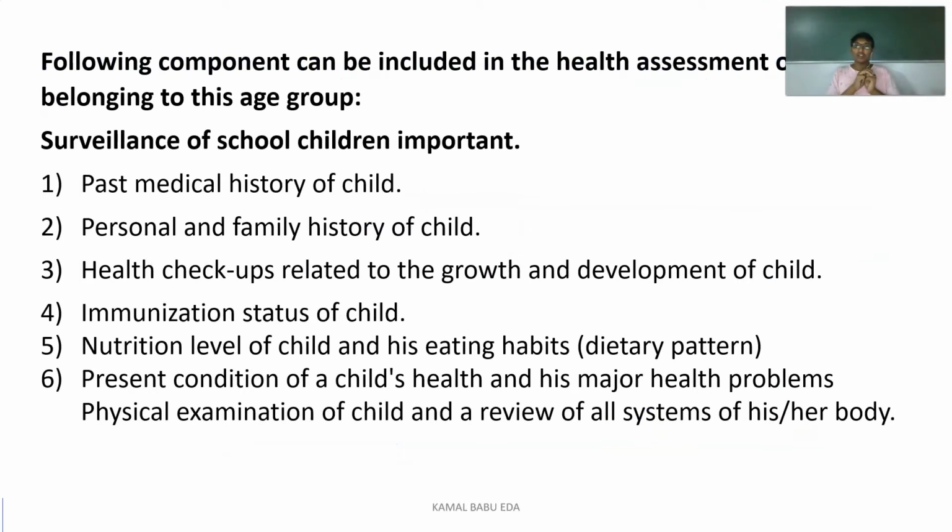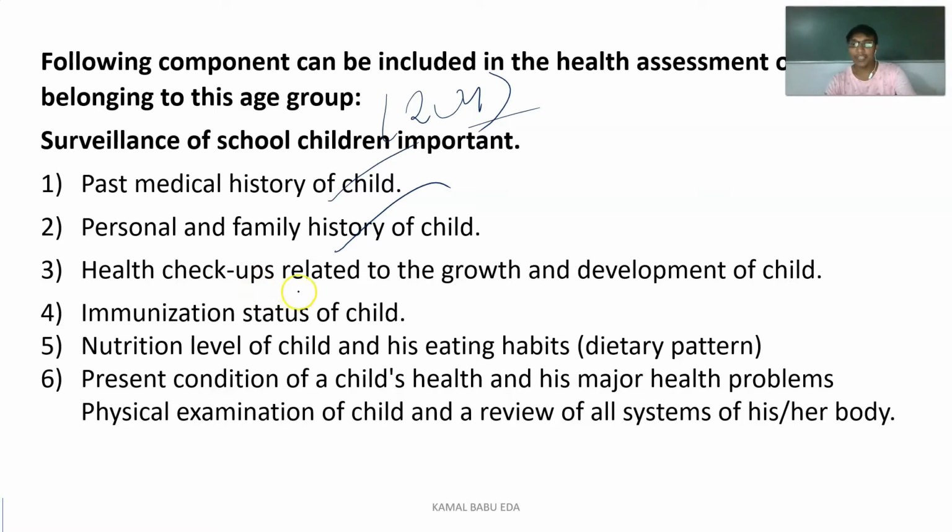So what are all the components included in the health assessment of children belonging to this age group, 2 to 4 years, meaning toddler and preschool? Mainly surveillance of the children is very important here. We are going to get the past medical history and the personal and family history of the child. Whenever you get the personal and family history, we will be able to check whether the child has any risk factors for developing diseases.